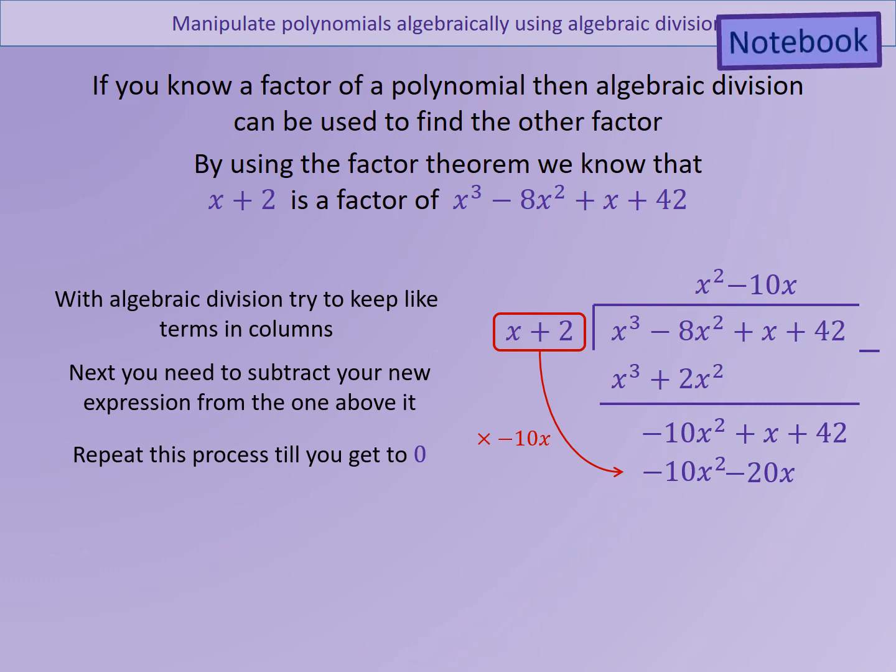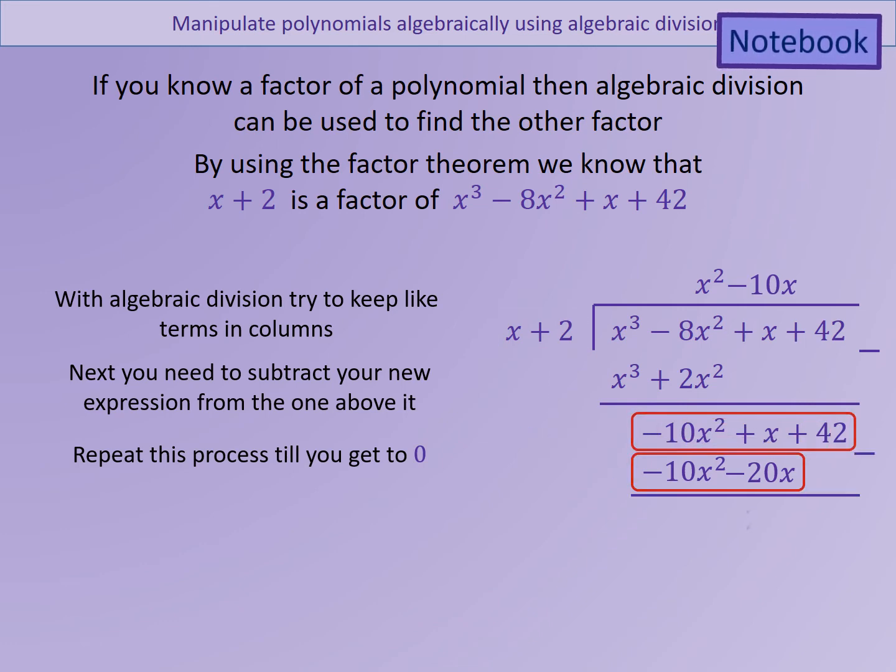And at this point, I'm again ready to do my subtraction to find the remainder. So minus 10x squared, take away minus 10x squared. Be careful, but you get your double negative, so they cancel each other out. Be careful of the double negative again here. So 1x, take away minus 20x is going to become 21x. And then I've brought that 42 down again from the previous step. And I'm ready to start again.